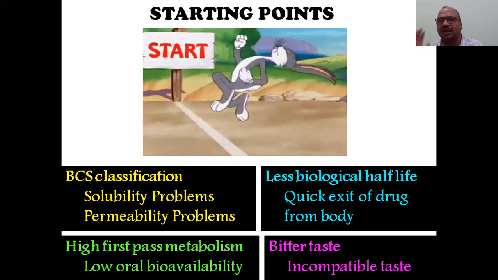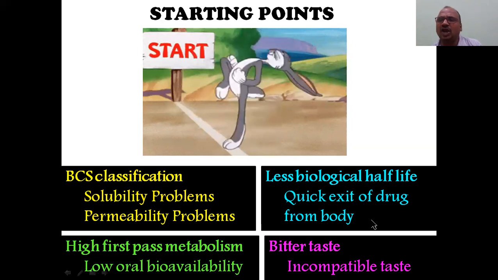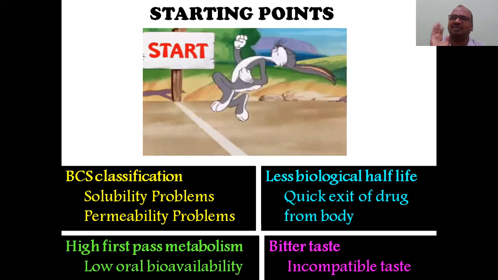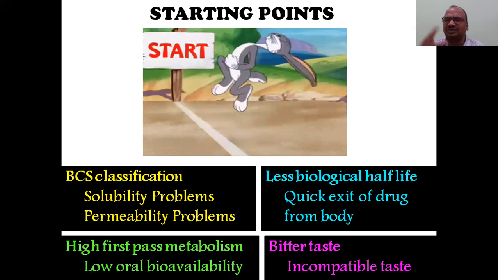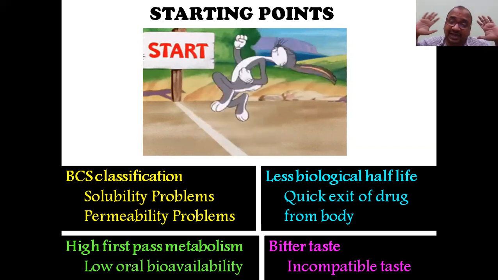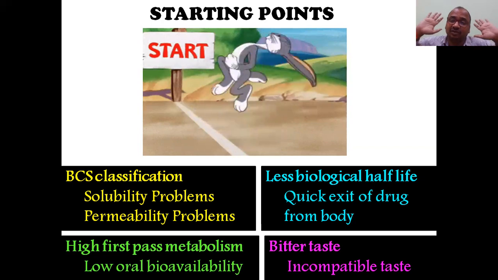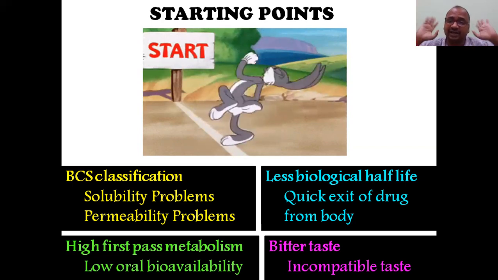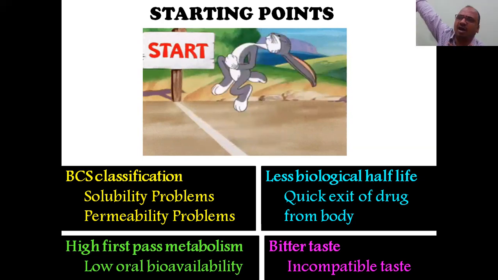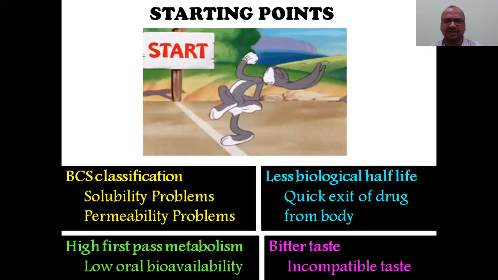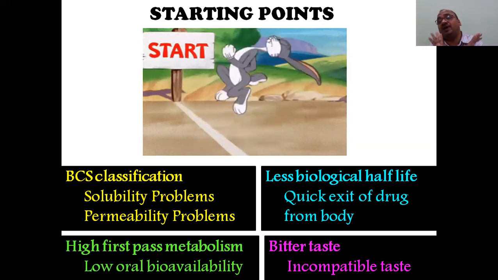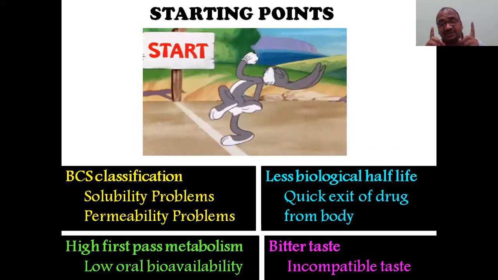Next, the second one, less biological half-life. Most of the drugs are suffering with a low biological half-life, less than 4 hours, less than 5 hours, less than 10 hours. For them, you can go for sustained release action. You can go for controlled release tablets, zero order release tablets, whatever you want. For a long time you can go for that. That is for less biological half-life drugs only. Don't go for high biological half-life drugs for sustained release.